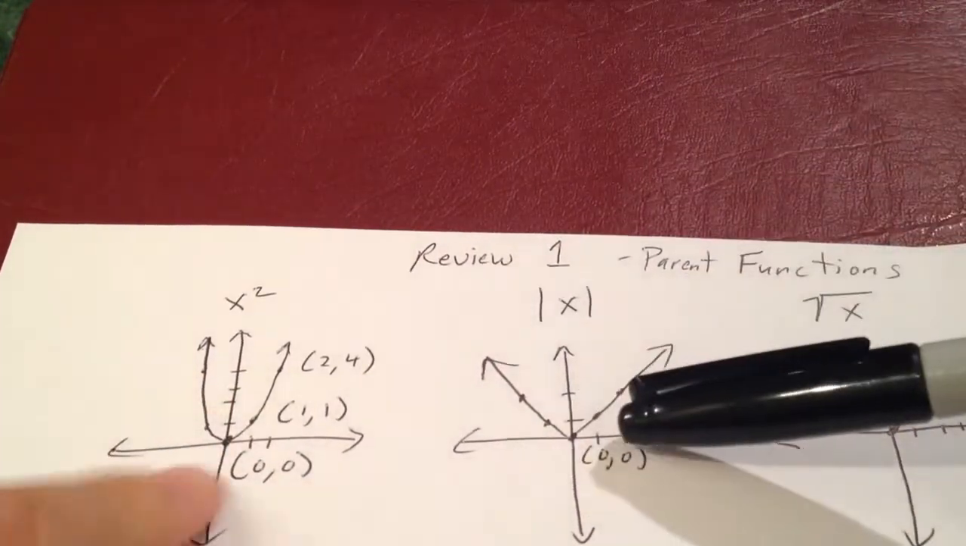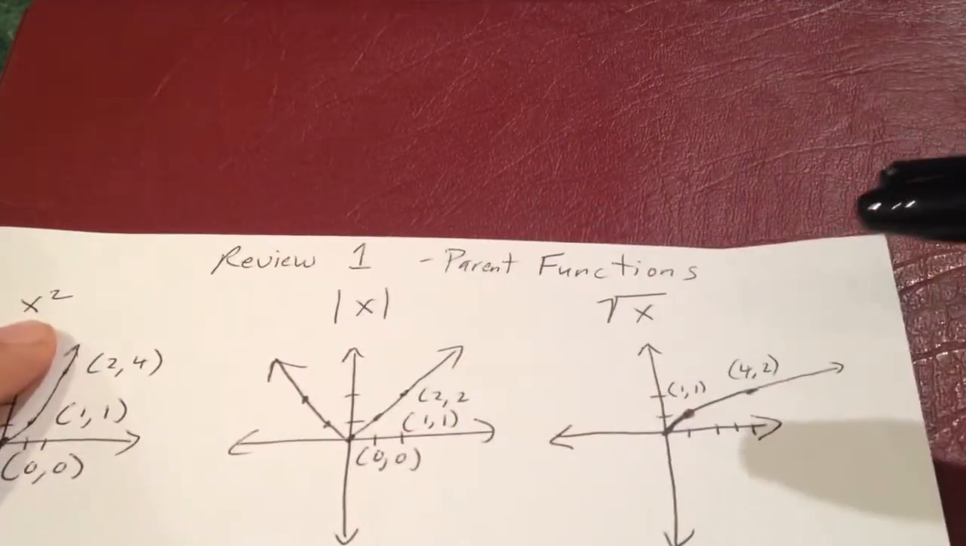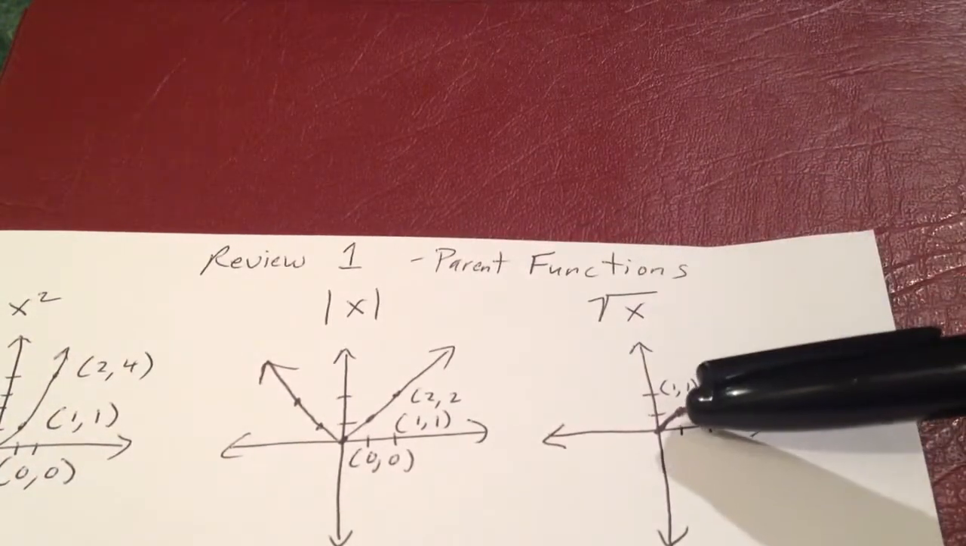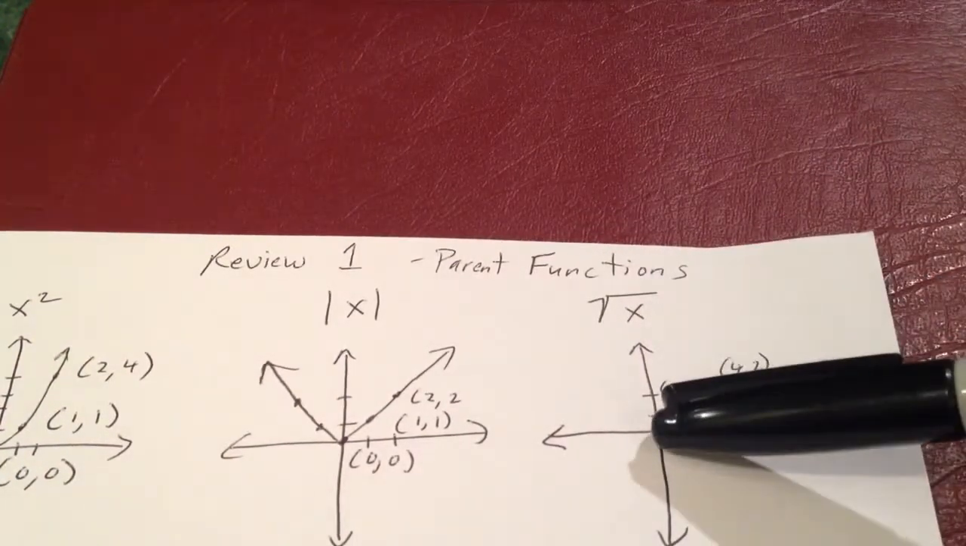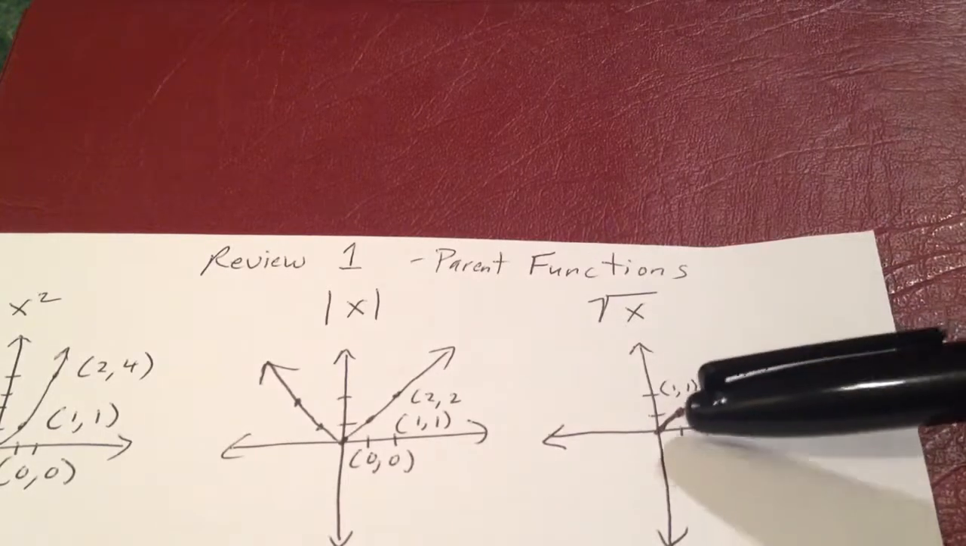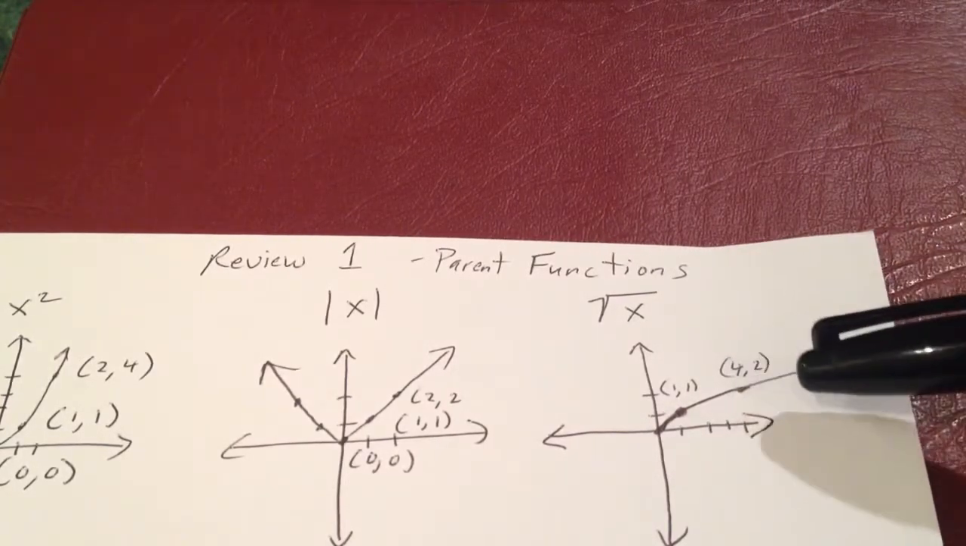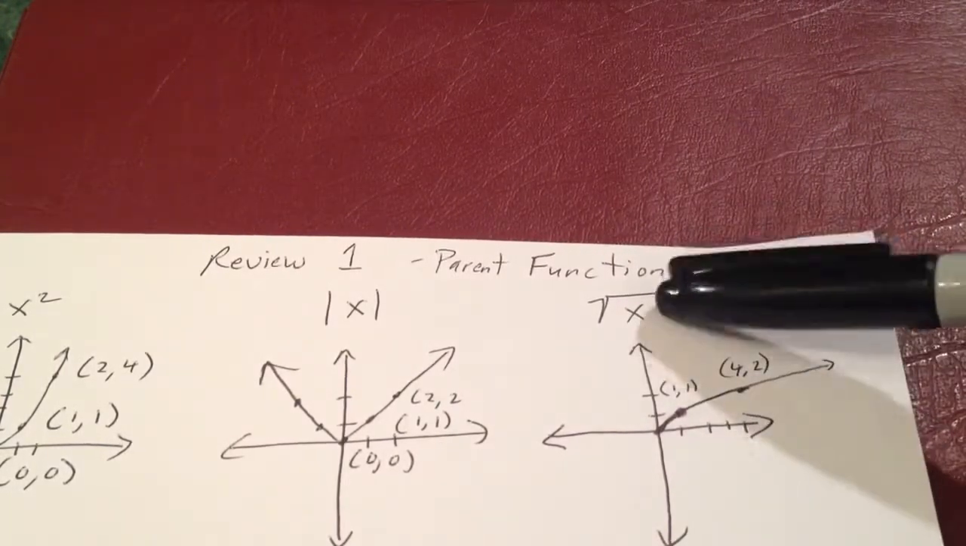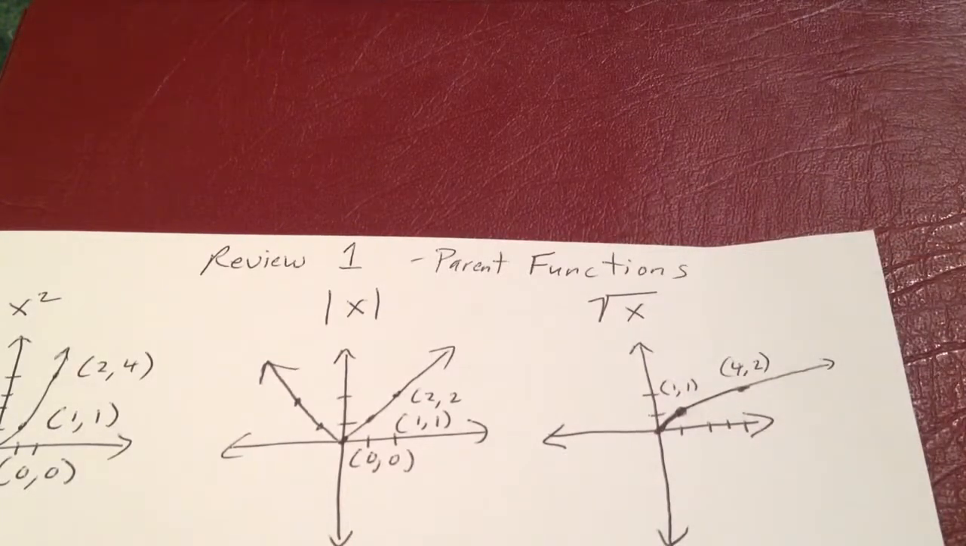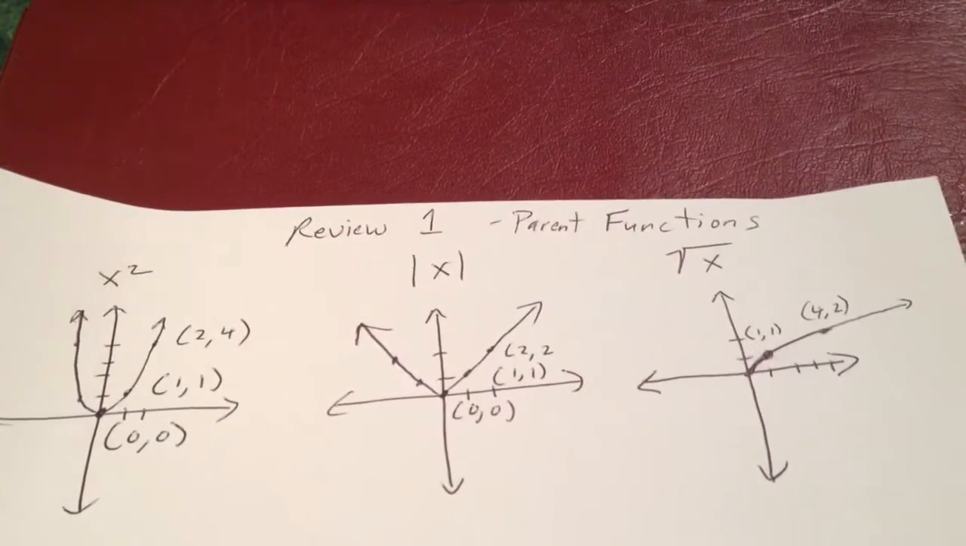So it comes down to a point, this comes down to a curve, and then finally the square root function, basically a half parabola on its side. We start at 0, 0, 1, 1, and then 4, 2, because the square root of 4 is 2, and we're only going to take the positive square root with that particular function. All right, we'll come back to these, but you should know what these are already.